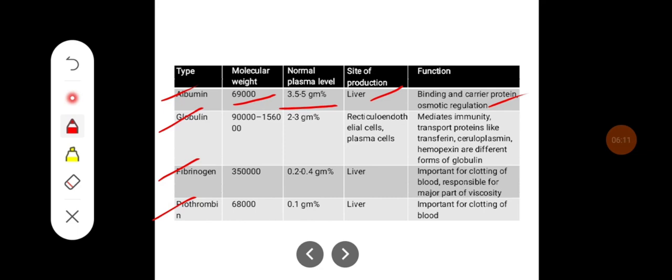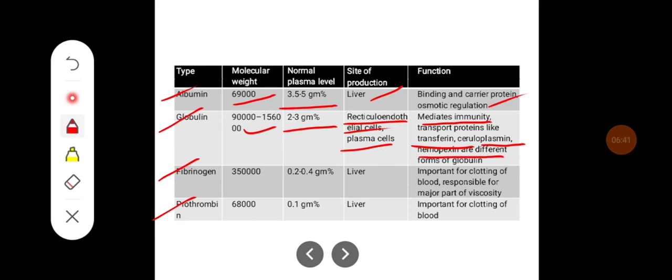Globulin molecular weight is a bit high. It is between 90,000 to 1.5 lakhs. Its concentration ranges between 2 to 3 gram per cent. It is produced by the reticuloendothelial cells and plasma cells, and it is important for mediation of immunity. And it acts as a transport protein, as transferrin, ceruloplasmin, and hemopexin.